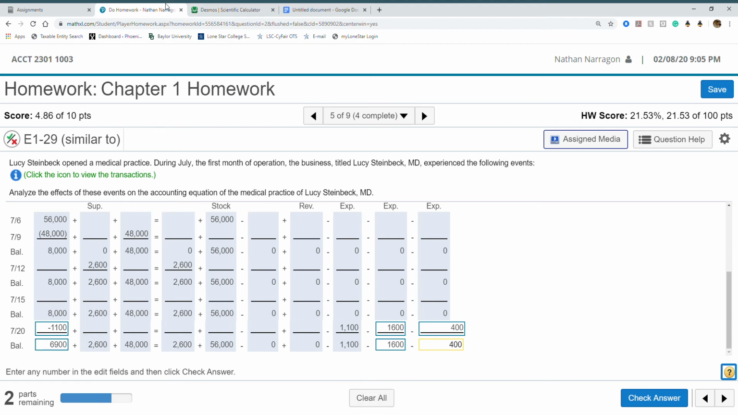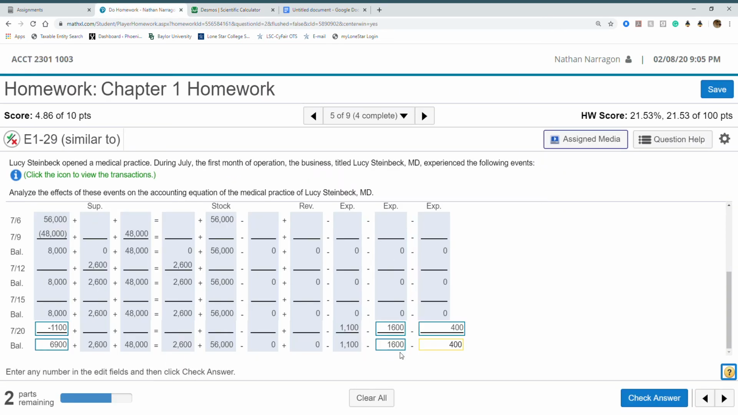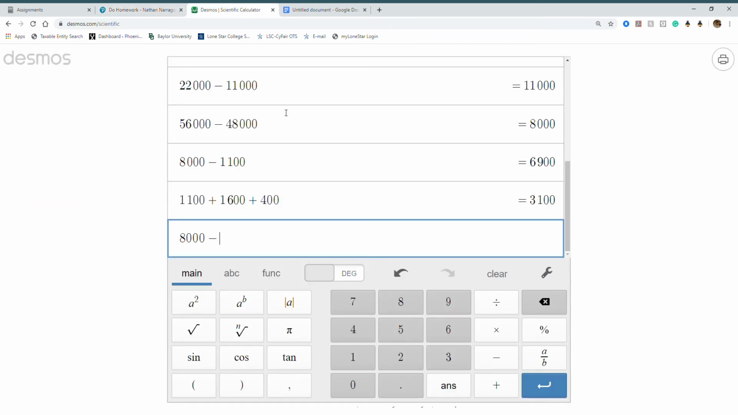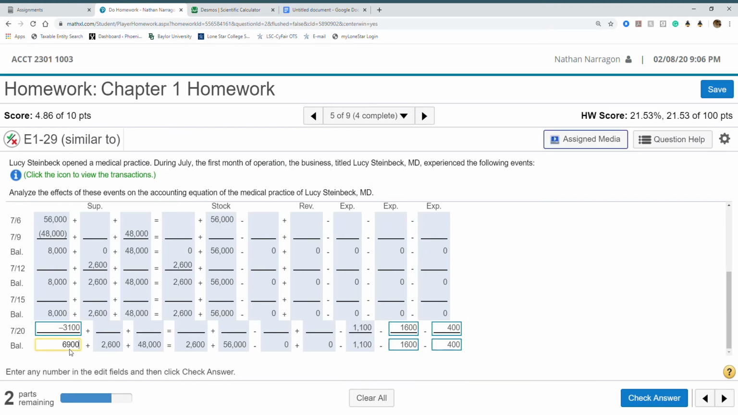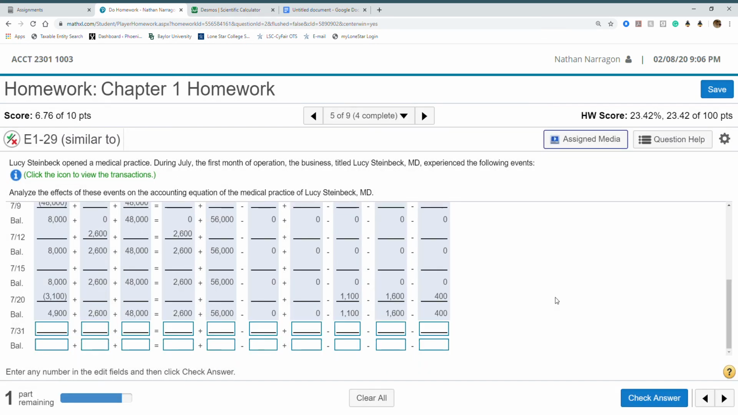Okay, so the total of those, so 1100 plus 1600 plus 400, we're left at 3100. So this one is at 3100, and of course take 8,000 minus 3100 now, we're left at 4,900. Check. There we go. Awesome sauce.